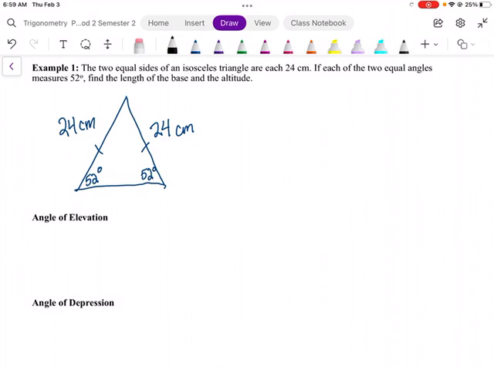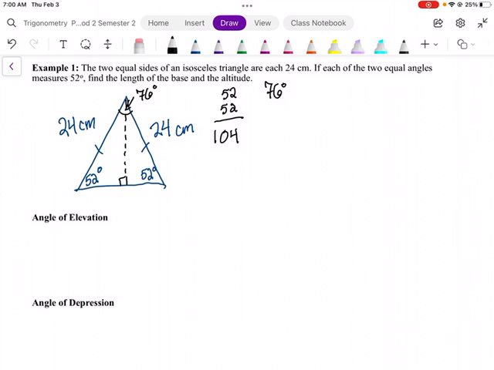So remember all three angles inside of an isosceles triangle, or any triangle, add up to 180. So these two angles add up to 104. So if we need that top angle, it's going to be 76 degrees. And that's for the full angle.